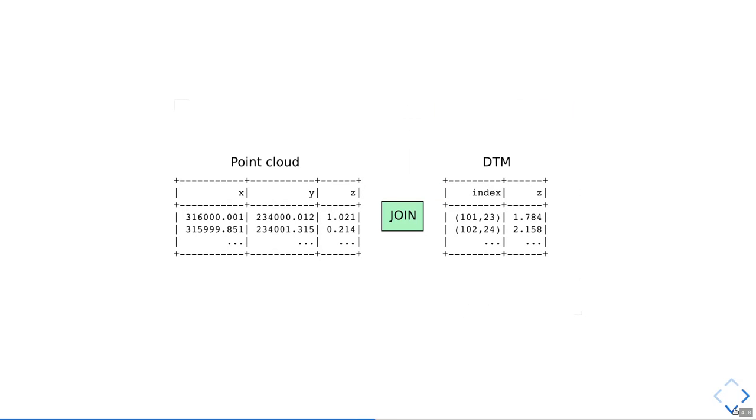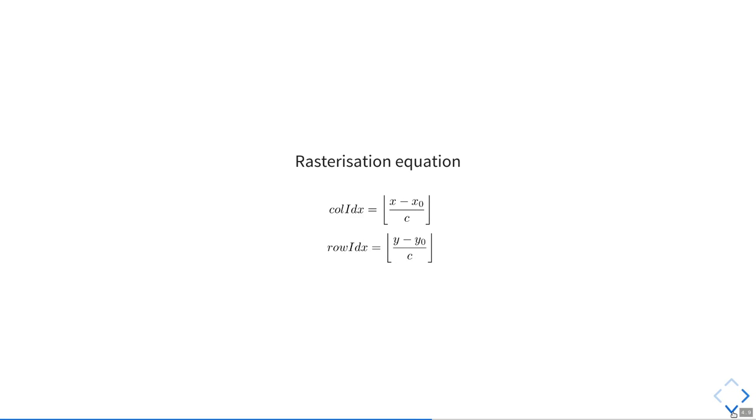So our job is to join the two datasets. To do that, we need a common key that links the two sets. We see that we can use the raster index for the purpose, and note that the point cloud doesn't have a raster key, so we need to compute that. The computation is called rasterization, which is essentially a transformation of the point cloud from its original geographic coordinate system to the discrete coordinate system of the DTM raster. That transformation can be expressed using the equation shown on the screen.